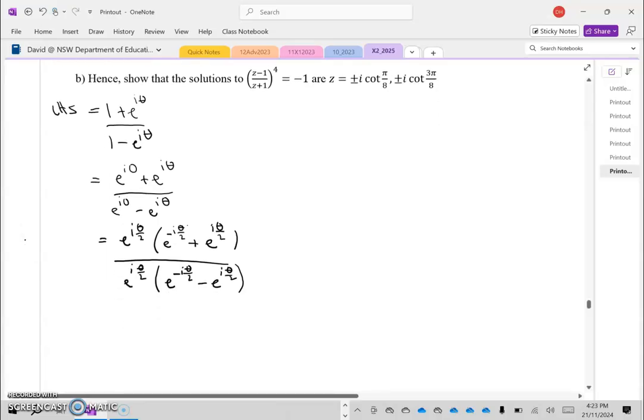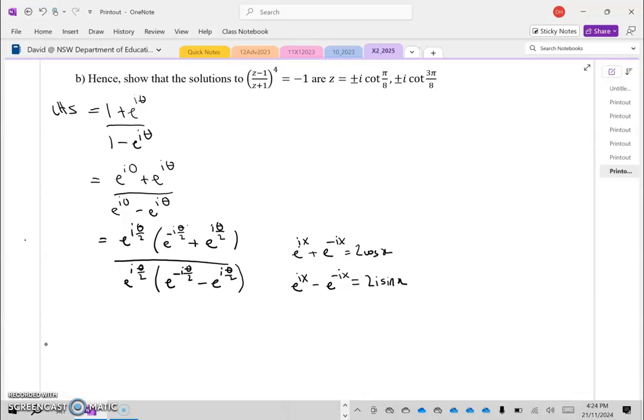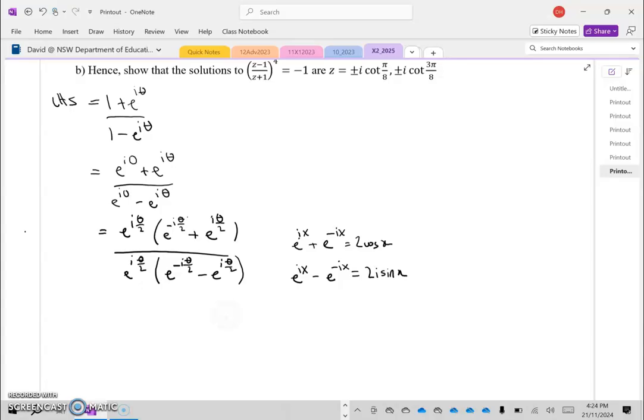Okay, and now I'm going to use the result that if you've got e to the ix plus e to the negative ix, that's equal to 2 cos x. Complex number plus its conjugate is twice the real part. And also e to the ix minus e to the negative ix is equal to 2i sine x. Now the denominator looks almost like this with x equals theta on 2, except I don't like where the negative is.